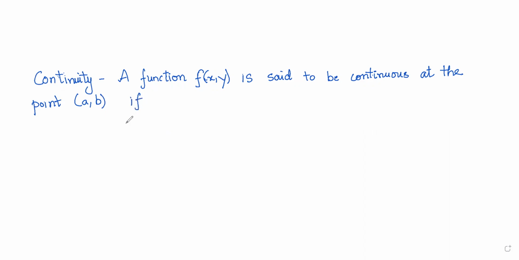if the limit as x tends to a and y tends to b of f(x,y) exists and is equal to f(a,b). So when the limit as x tends to a, y tends to b of f(x,y) is equal to f(a,b), meaning in place of x we put a and in place of y we put b, then that function is said to be continuous.